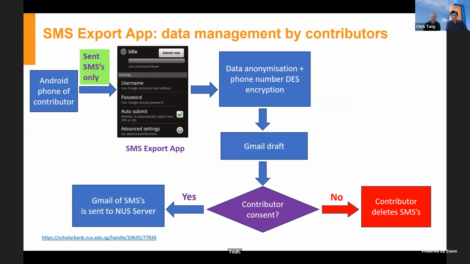Okay, so your project collected SMSs using many different methods, but we wanted to highlight this to our audience because it was very interesting, and it basically is a nifty technological solution. Your team actually created an SMS export app for Android phones, and there were automatic anonymization capabilities and also phone number encryption. Could you walk us through what you were trying to achieve here with this?